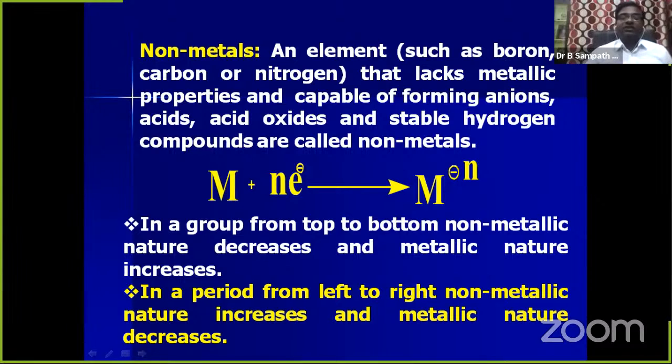This we can see in the next session, children. Why does the non-metallic nature decrease in a group? Because in a group, from top to bottom, atomic radius increases. So the losing nature of electrons increases, but the gaining nature of electrons decreases. That's why the non-metallic nature decreases in a group, and metallic nature decreases in a period.